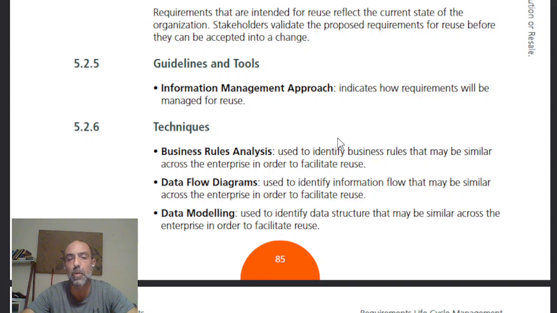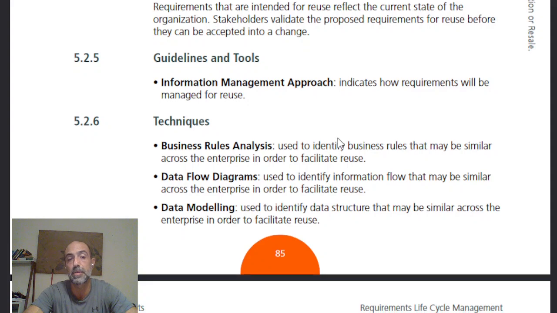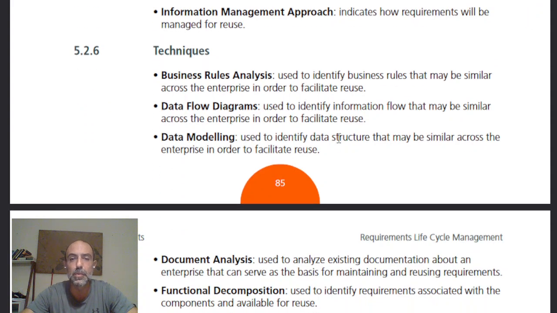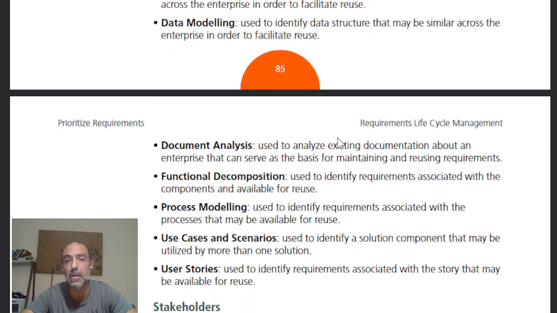Guidelines and tools, information management approach. It indicates how requirements will be managed for reuse. Amazing. Techniques, business rules analysis, used to identify business rules that may be similar across the enterprise in order to facilitate reuse. Data flow diagrams, used to identify information flow that may be similar across the enterprise in order to facilitate reuse. Data modeling, used to identify data structure that may be similar across the enterprise in order to facilitate reuse.